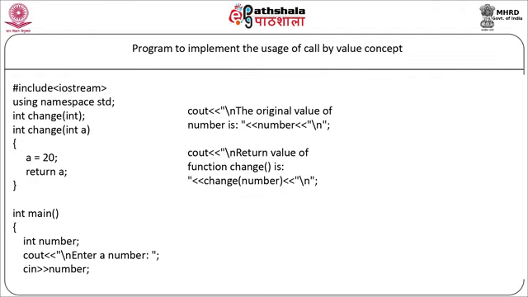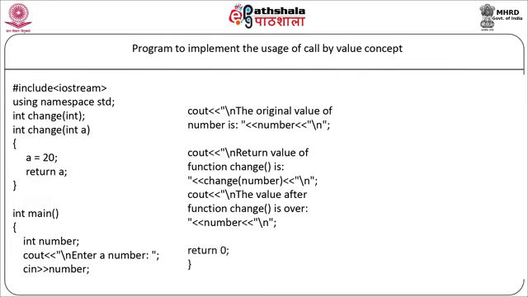Here we are giving a call to a function change where number is passed as an argument and whatever is the return value will be displayed on the screen. Cout, the value after function change is over, and we are displaying back the value of number. Return 0 and our main code will be over.